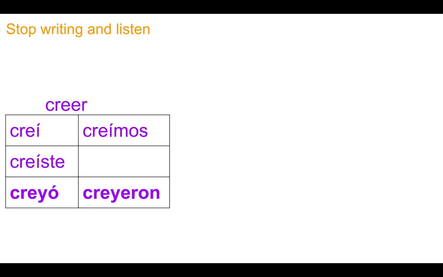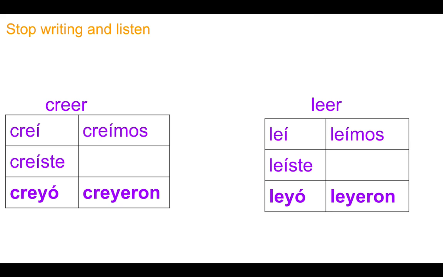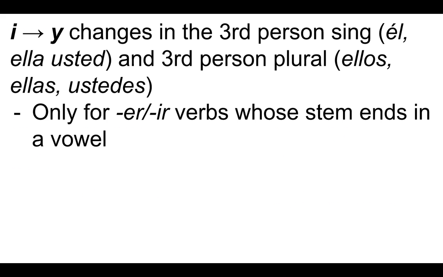Stop writing again and listen for a moment. Some verbs will only change in the él, ella, usted, ellos, ellas, ustedes form, or in the third person singular or the third person plural. Okay, let's write down the rule. There is an I to Y change in the third person singular, which is the él, ella, usted form, and the third person plural, which is the ellos, ellas, ustedes form. This is only for ER and IR verbs whose stem ends in a vowel.